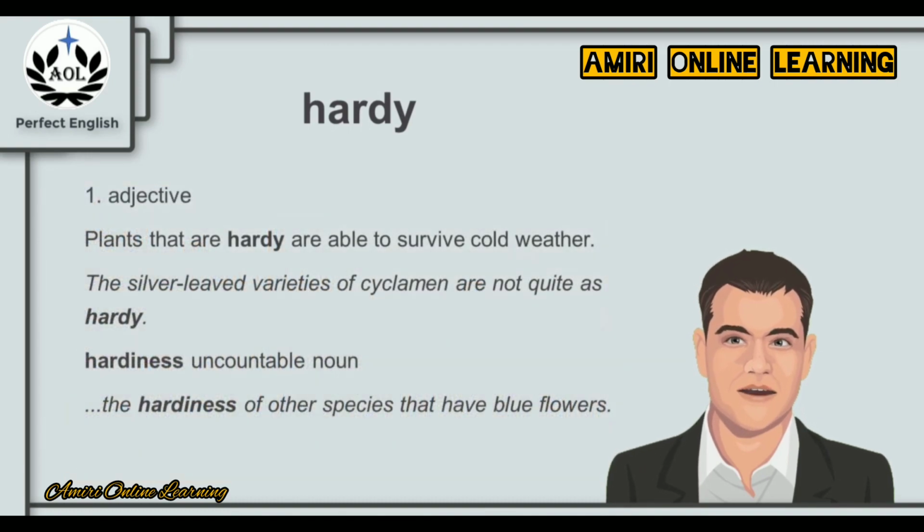Plants that are hardy are able to survive cold weather. So it is different from the picture. The cacti survive hot weather, but the idea is similar. For example, the silver-leaved varieties of cyclamen are not quite as hardy. And hardiness is the uncountable noun from hardy. For example, the hardiness of other species that have blue flowers.